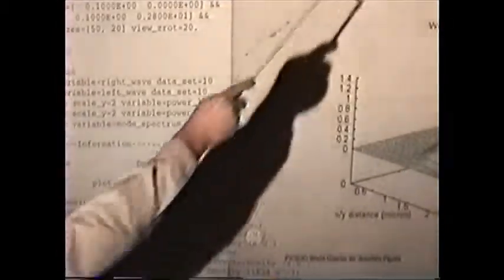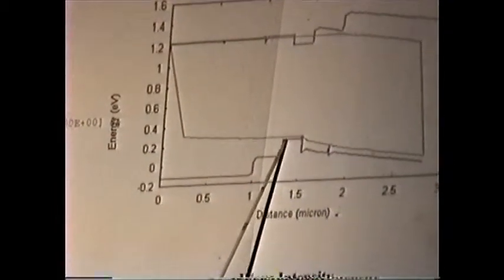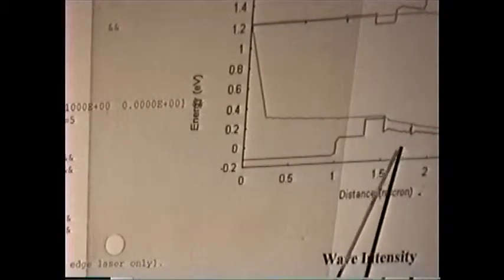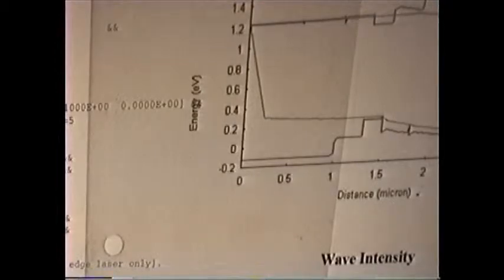So this first line generates this plot, the band diagram. You see valence band edge, conduction band edge, quasi Fermi levels, active region, waveguide region, indium phosphide. So that's your band diagram.